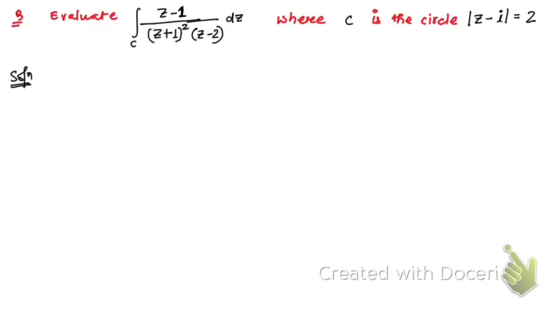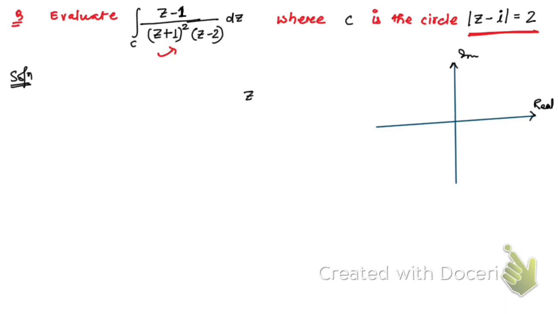So here is the next question. We are to evaluate this integral, and the circle is given. Circle C is given as mod of z minus i is equal to 2. Now let me tell you something. Let me take the real axis and the imaginary axis. When you have mod of z equal to something, suppose r, then the center is at the origin and the radius is r.